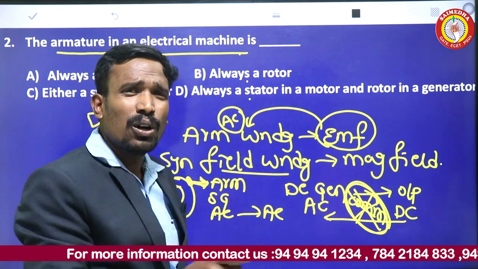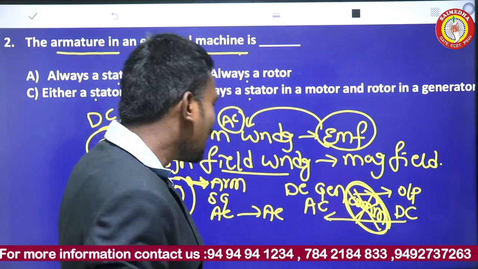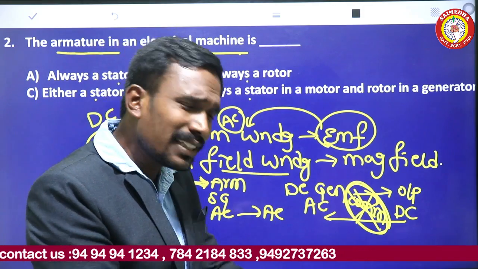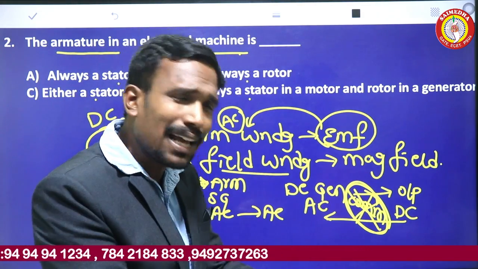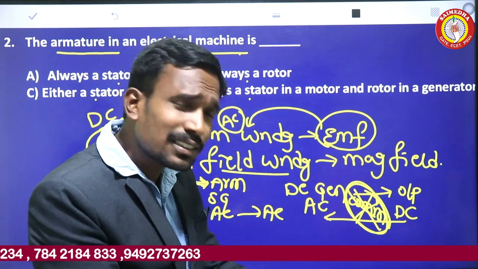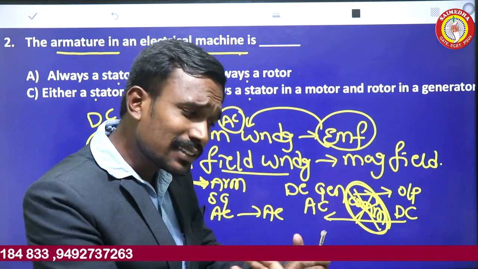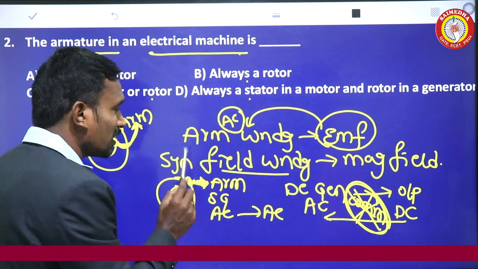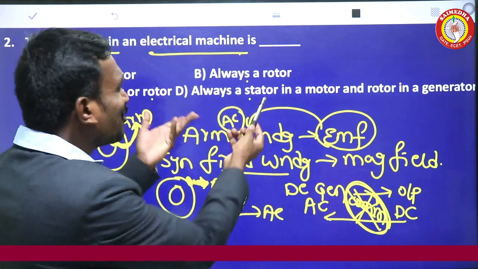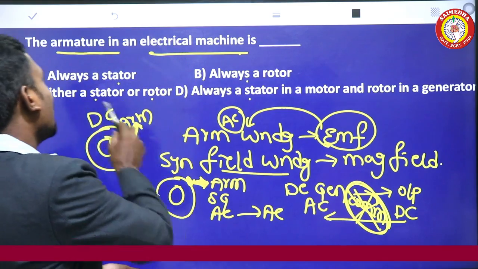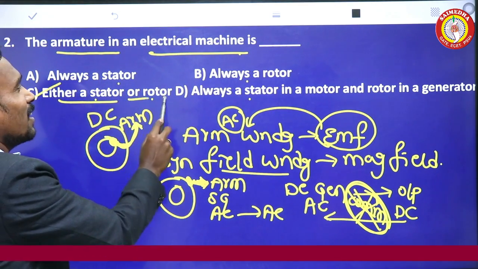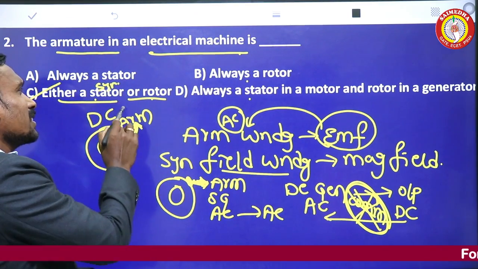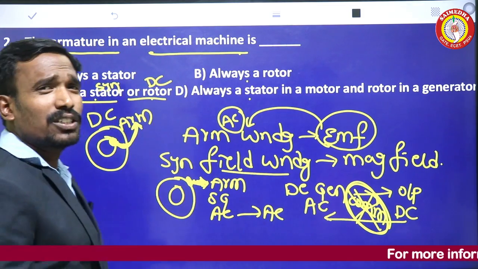Why is the armature winding placed on the stator in a synchronous machine? Easy collection of current, easy insulation, easy balancing of forces, less voltage regulation, less leakage flux. Like that, many advantages are there with a stationary armature in a synchronous machine. So finally, what is our answer, sir? The answer is C, either a stator or a rotor. In a synchronous machine it is a stator, and in a DC machine the armature is a rotor.